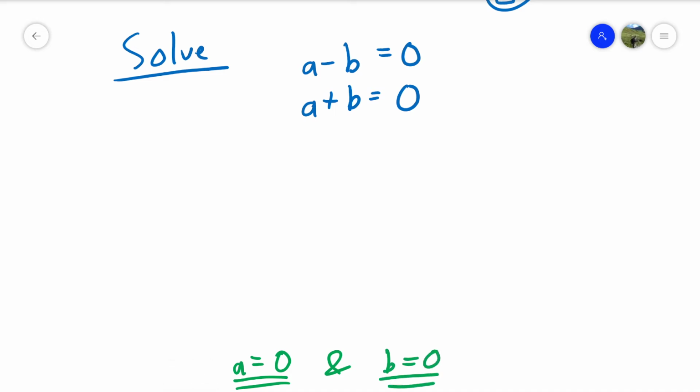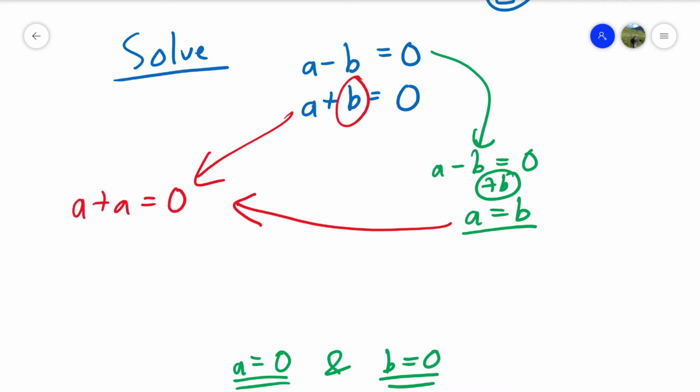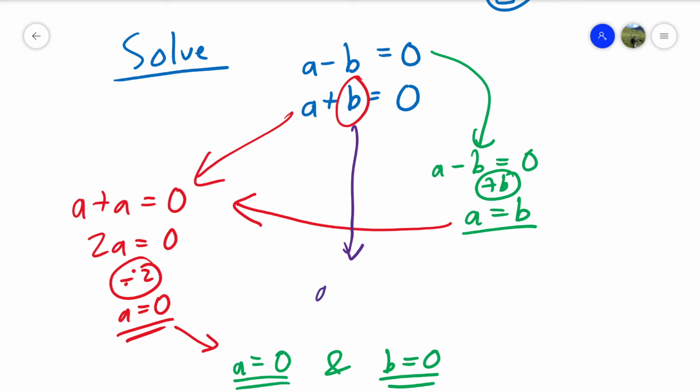I'm now going to look at this. I'm going to take this equation here and add b to both sides. So that means that a equals b. And then I'm going to take that one and that one. If a equals b, then I can replace that b with an a. So that means that a plus a equals 0, so 2a equals 0, simplifying. Divide by 2, a equals 0. Oh, wait, but a plus b equals 0. So if a equals 0, that means 0 plus b equals 0. So b equals 0. There we go. We've done it.